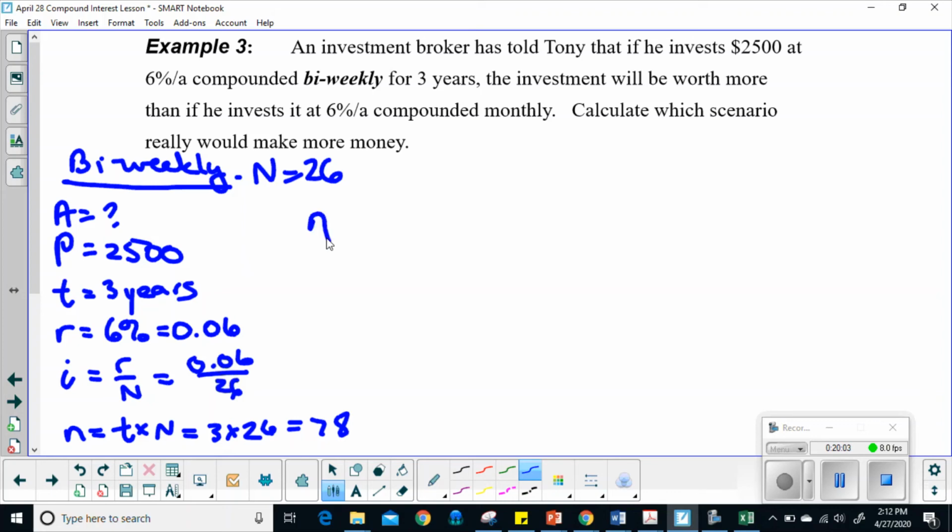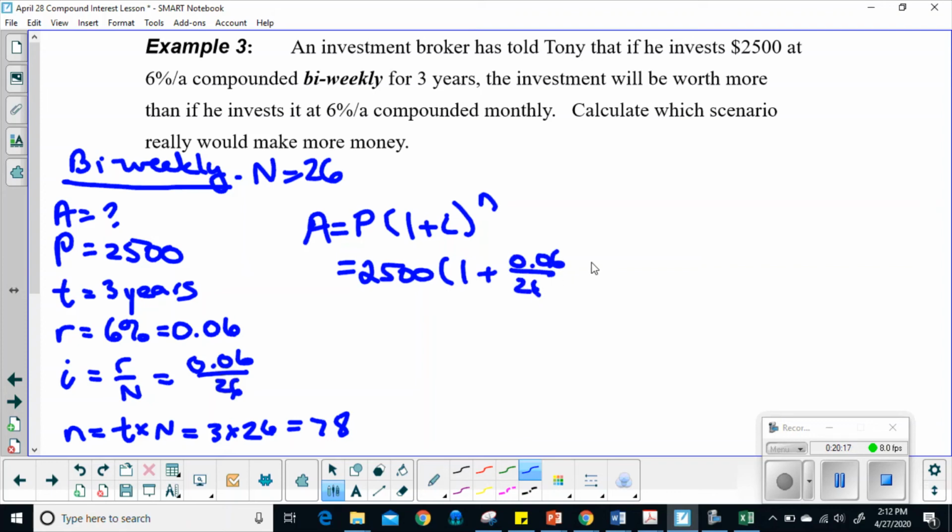So let's pop all that into my equation. A equals P bracket 1 plus I to the exponent n. So we have 2,500 bracket 1 plus my I, which is 0.06 divided by 26, because biweekly happens 26 times a year. N is 78. So let's put that into our calculator. I'm going to type in 0.06 divided by 26 equals plus 1 equals. So I'm going to have 2500 bracket 1.0023 all to the exponent 78.